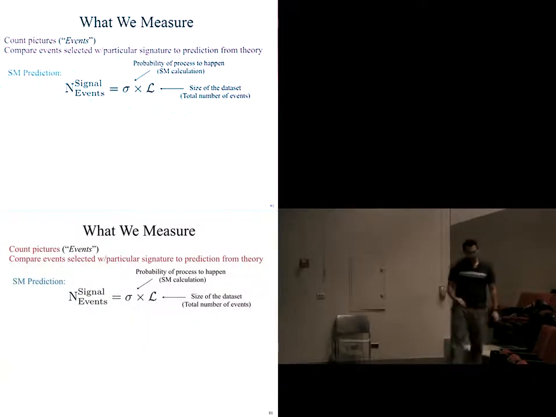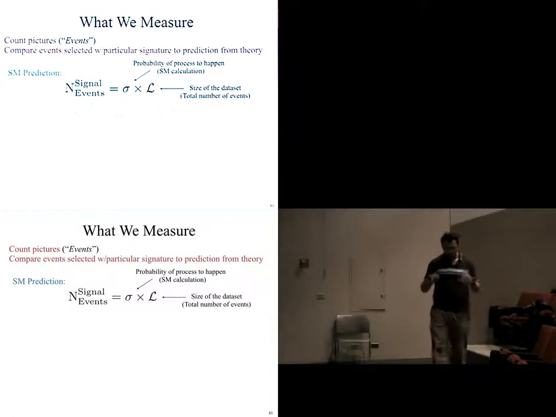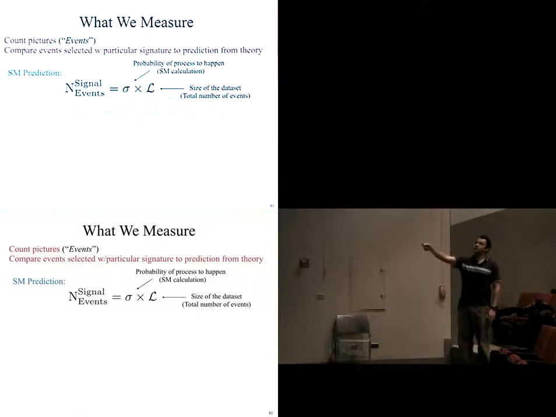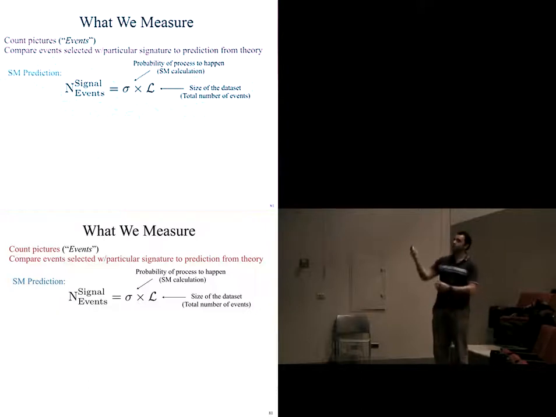Okay, so that's sort of how we can get to the theory. Now, what do we actually measure? So really, what we do on the fundamental level is we just count the pictures. We call certain pictures events. So we count the number of events that we see, and we select them with a particular signature. So we say, I'm only going to look at events that have 2 b-jets and some number of leptons, say, like the picture that we saw before.